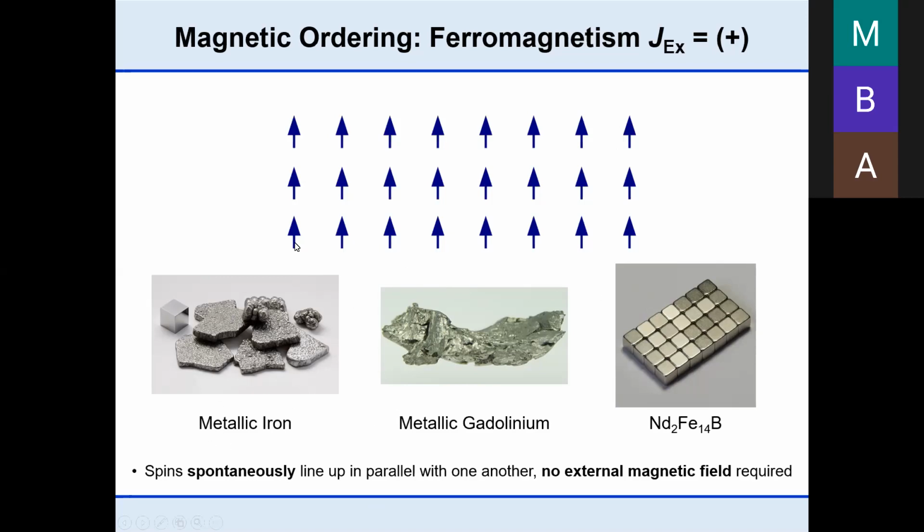So shown below are some examples of this in, I guess, reality, nature, where metallic iron displays this behavior. Obviously, ferromagnetism refers to iron. Metallic gadolinium also displays this kind of behavior at lower temperatures. And of course, the neodymium iron boride magnets are also ferromagnetically ordered.